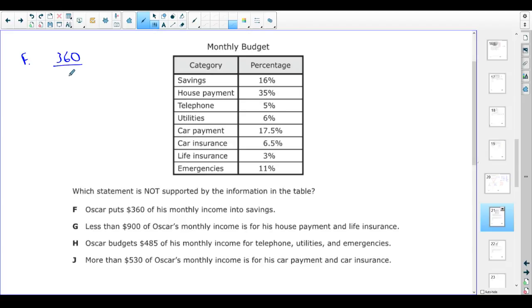360 over 2250. Does that equal, let's see, what did he say? Does he put 16% out of 100? So is the statement true? I don't know. Let's find out. So we have an extra 0 on both these. We can simplify that a little bit. And then we just cross multiply. So 36 times 100 is 3,600. And we want to know, is that the same as 225 times 16?